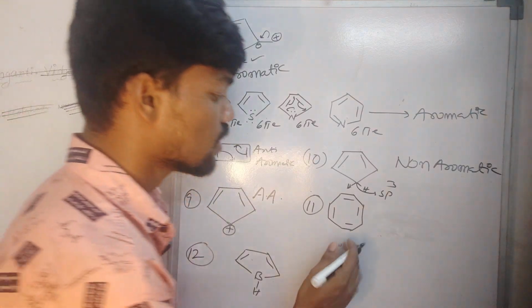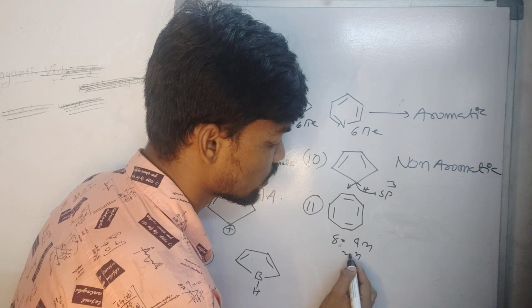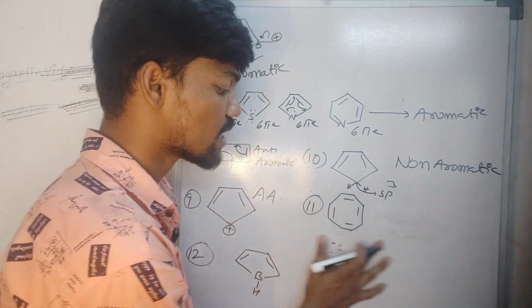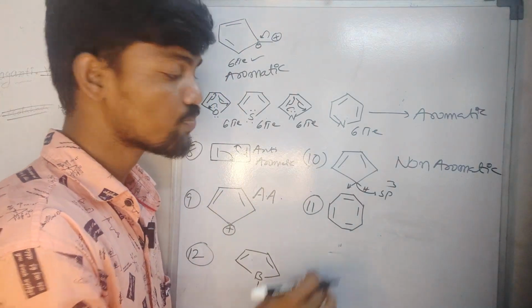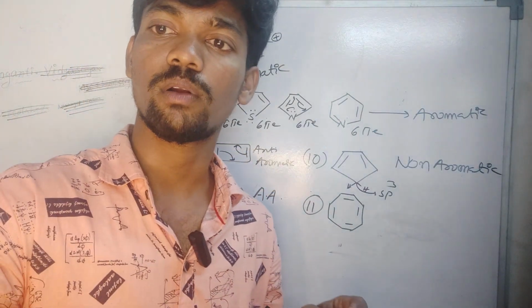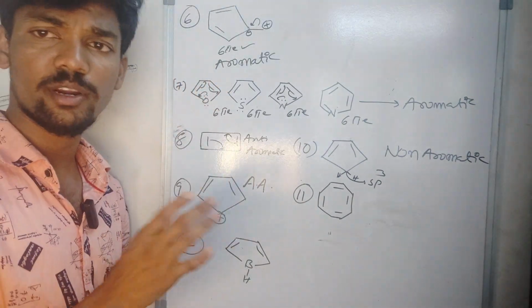If 4n, 8 electrons, then n is equal to how much? 2. You will take it like this. But if you use it like this, it will be wrong. Why? Because this molecule has sp2 hybridized carbons. Next one here, what's going on there? Yes, it is anti-aromatic, you know that.